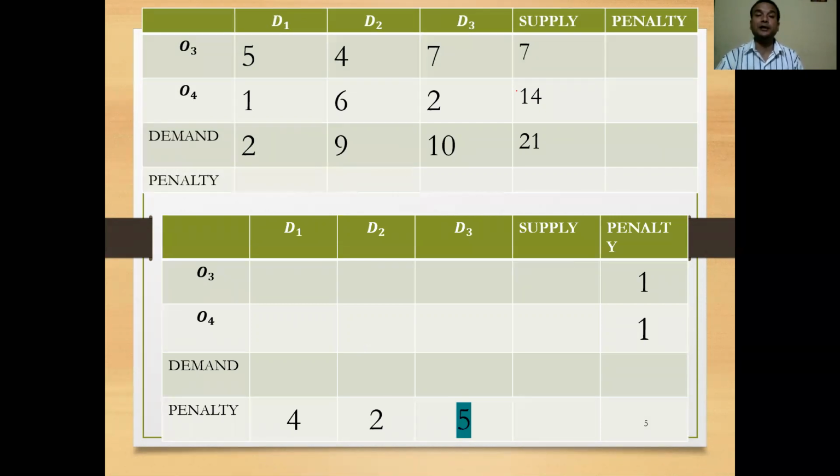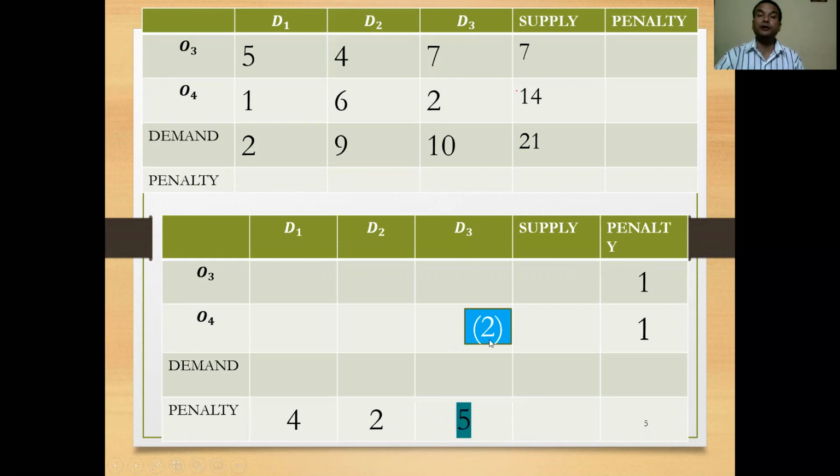That's why I am going a little bit faster. So we have understood how to get the penalties, and here we have seen 5 is the maximum penalty. Since 5 is the maximum penalty, this time we think for destination 3, and what is the minimum cost in destination 3? Minimum cost in destination 3 is 2. So we put this 2 in the corresponding cell of this table.